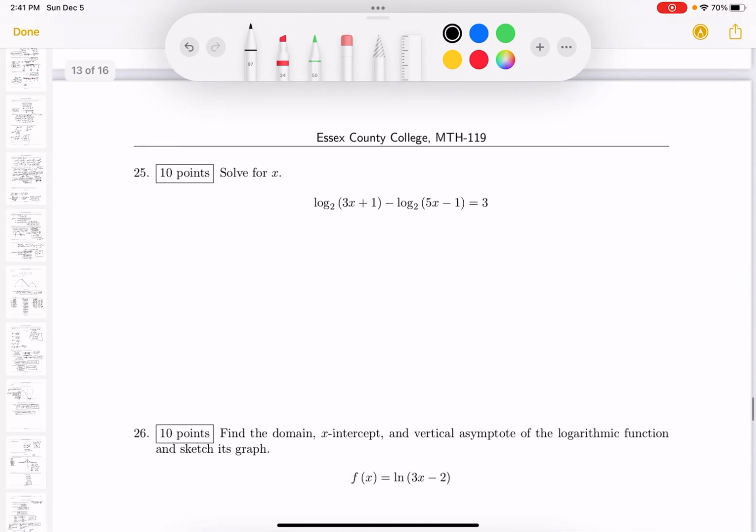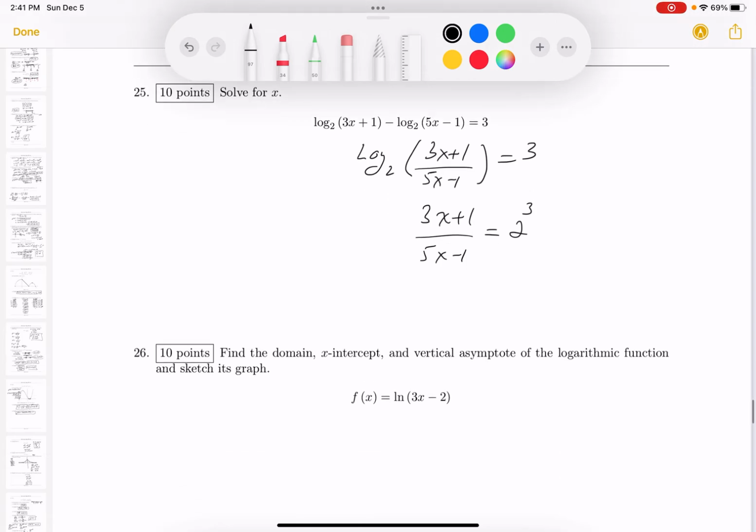Let's do this one over here to solve for x. I'll write this down for you. This is going to be log base 2 of 3x plus 1 over 5x minus 1 is equal to 3. I'll rewrite it as an exponential. So it's going to be 3x plus 1 over 5x minus 1 equals 2 cubed. And this looks pretty easy to do now.